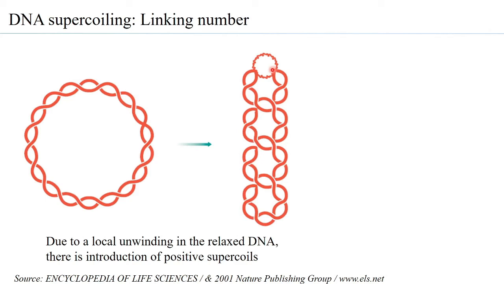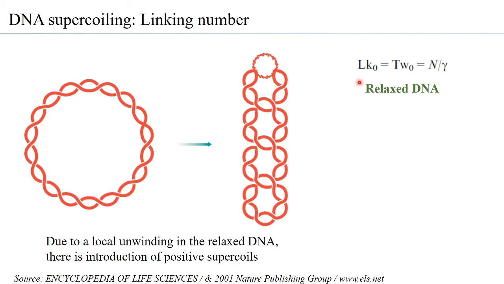But see, linking number has to be invariant. So if the twists are decreasing, what is going to increase? The Wigners. So look at the fact that due to a local unwinding in the relaxed DNA, there is introduction of positive supercoils. So you can see that based on the function of the DNA, a DNA has to unwind at a particular point to enable a particular function. But because the DNA has opened at one point, in other areas of the DNA the supercoiling is increasing. So there is an introduction of positive supercoils when at one end you have uncoiling of the twist happening.